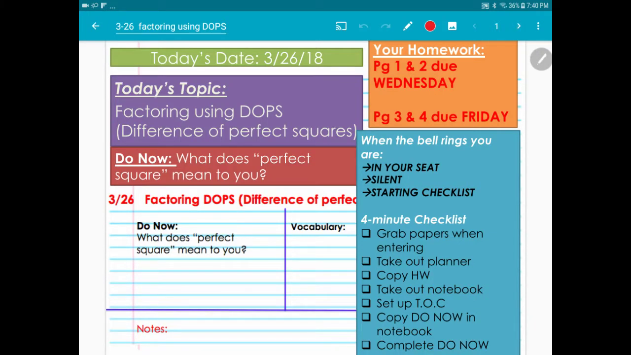Hi guys, so today we are going to be factoring using DOPS. DOPS is just a shortened word for difference of perfect squares.